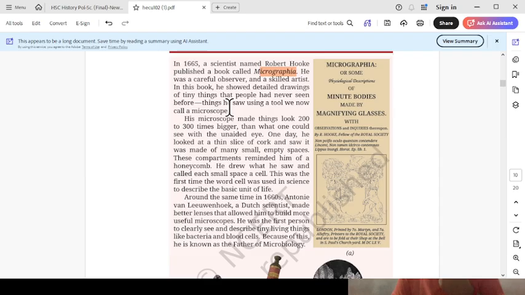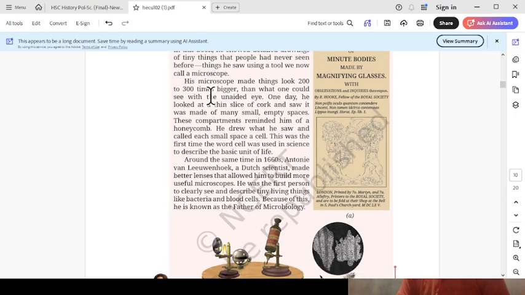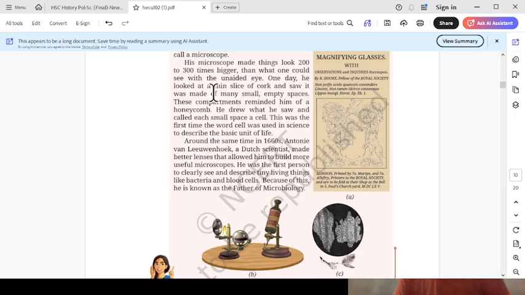In this book, he showed detailed drawings of tiny things that people had never seen before, things he saw using a tool we now call a microscope. So Robert Hooke used tools that are nowadays called microscopes. His microscope was very old and made things look 203 times bigger than what one could see with the unaided eye.